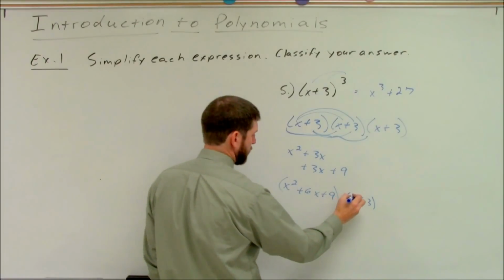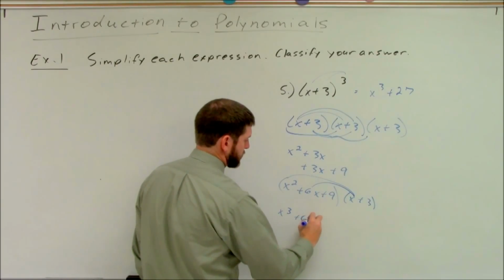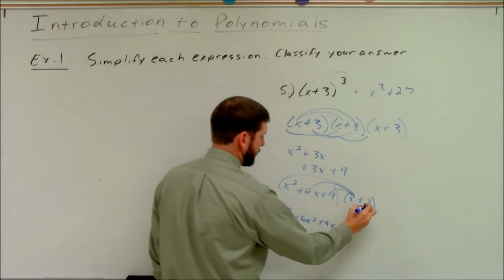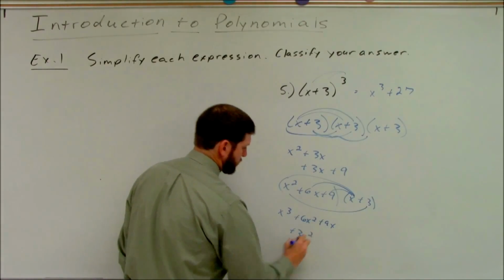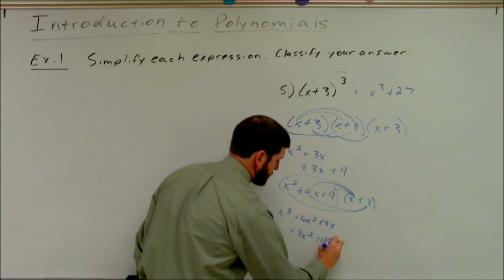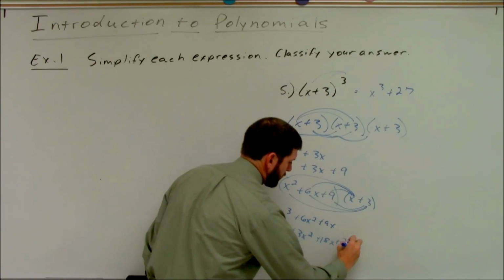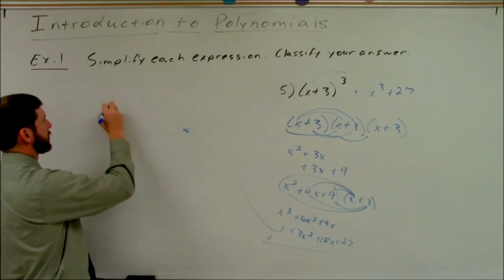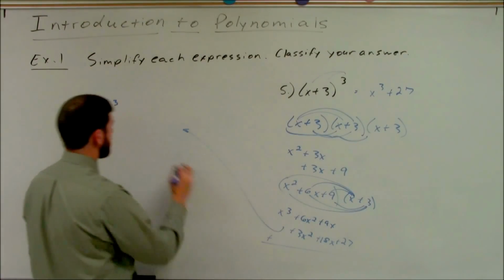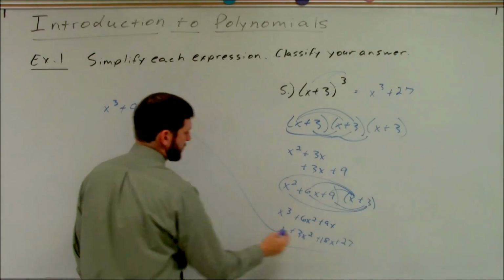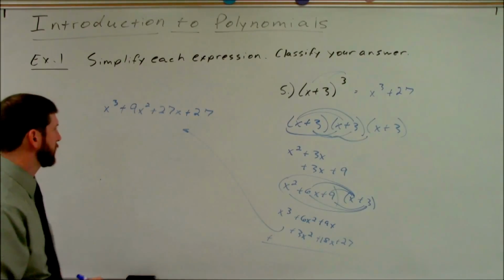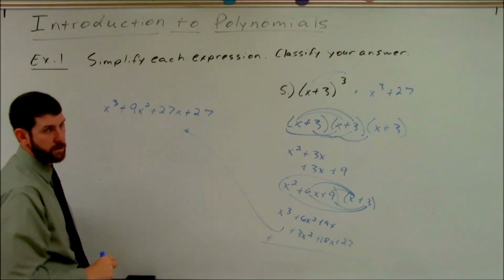Let's look at it. Let's go x to x squared is x cubed. X to 6x is 6x squared. X to 9 is 9x. And then we go with the 3. 3 to x squared is 3x squared. 3 to 6x is 18x. 3 to 9 is 27. So when I combine my like terms, I get x cubed from the first column, 9x squared from the second column, 27x from the third column, and 27 from my last column. So this is the product of x plus 3 to the third power.